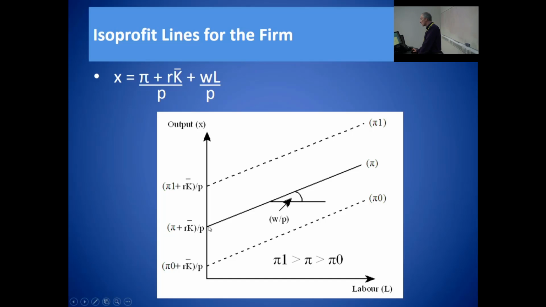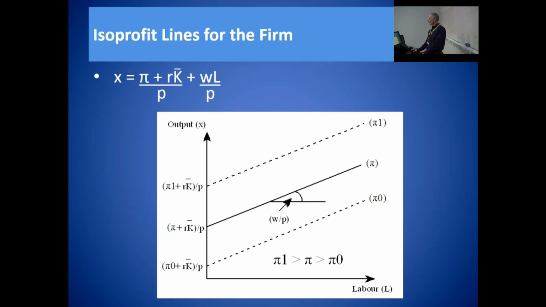And the slope of the iso-profit line is plus, so it slopes upwards. It's got a positive gradient, w over p. So the slope of that line is w over p. And as I said, the level of profits along that particular iso-profit line is fixed. It's constant.